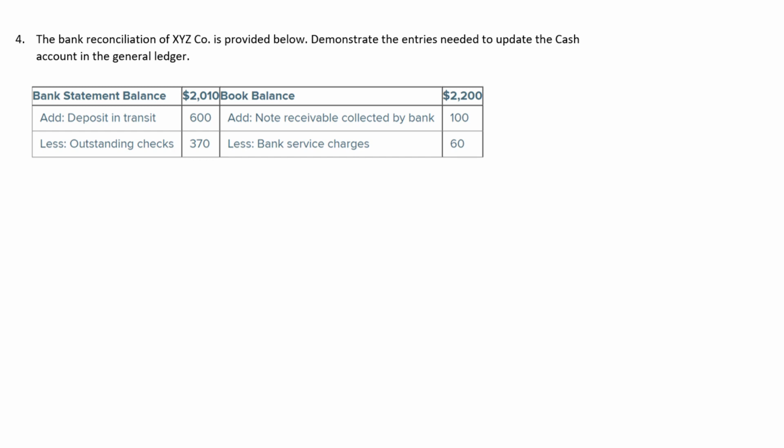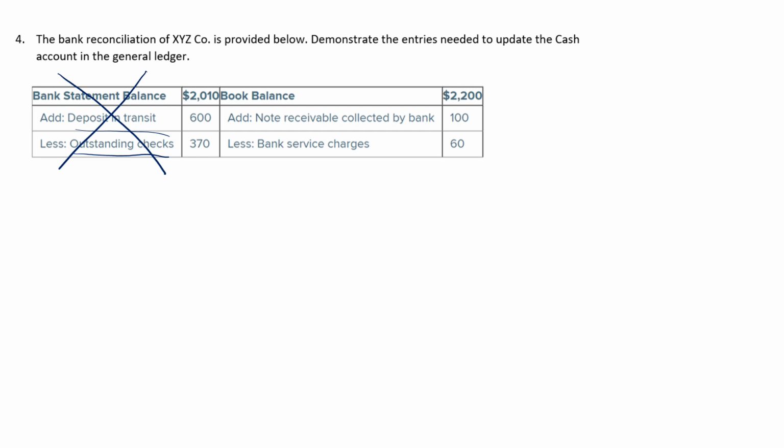The bank reconciliation of XYZ Company is provided below. Demonstrate the entries needed to update the cash account in the general ledger. Remember, we only make journal entries for adjustments that affect the book balance. Anything that is a bank adjustment, so as you can see here, deposits in transit, outstanding checks, those are already recorded on the books. So we do not make any journal entries for adjustments to the bank side, only to the book side. So here are two examples of entries that we would make for book adjustments.